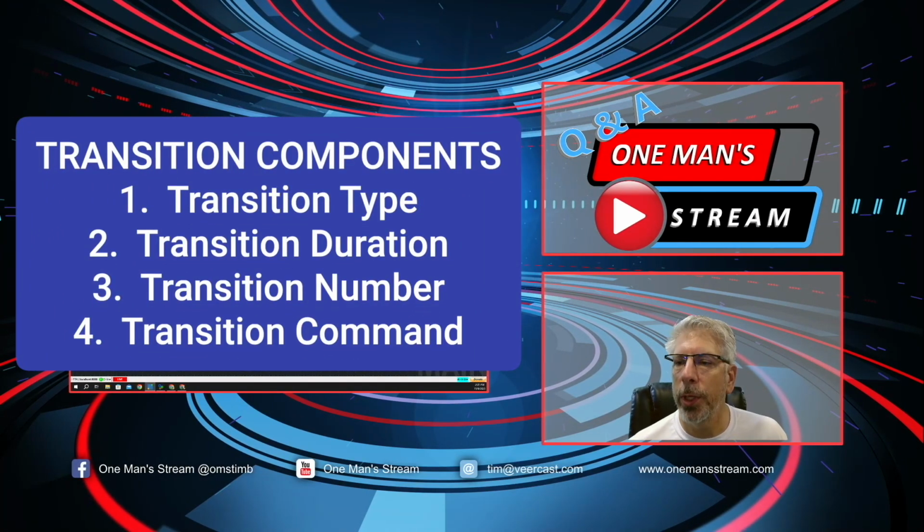The next component is the transition duration. We have to designate the time period that we want this transition to play out. Like I said, we have to choose the transition number, and that's number 1 through 4. And then in vMix UTC, we have to bring out the transition command so that these items here will be processed so that our transitions will work.